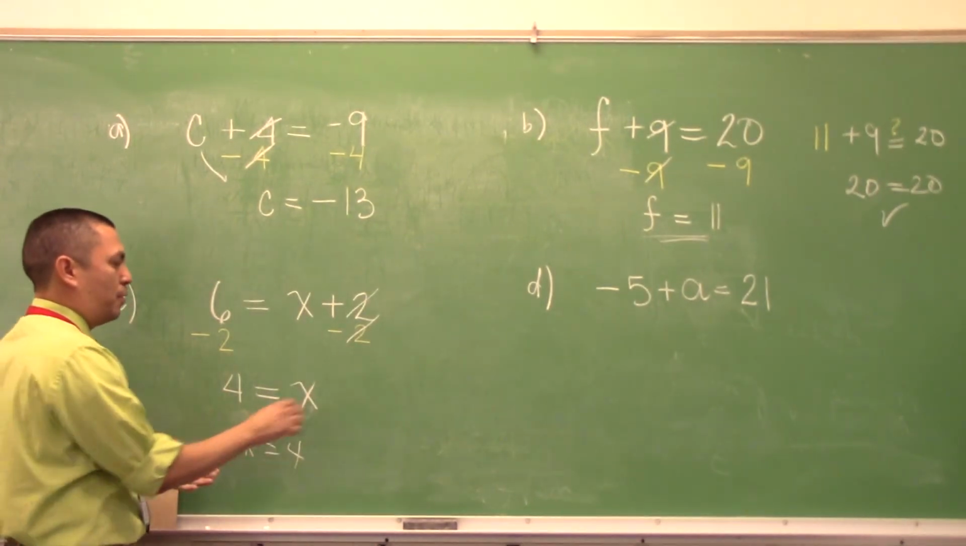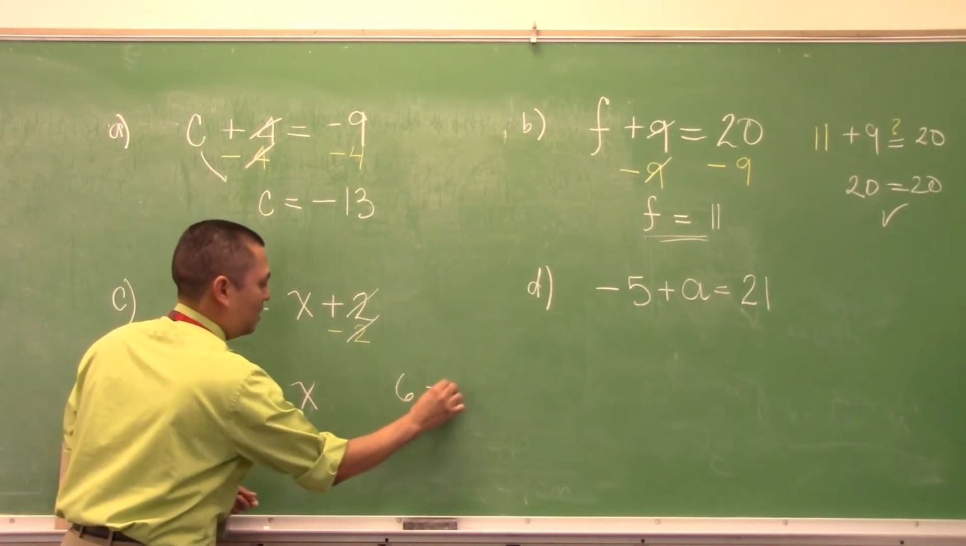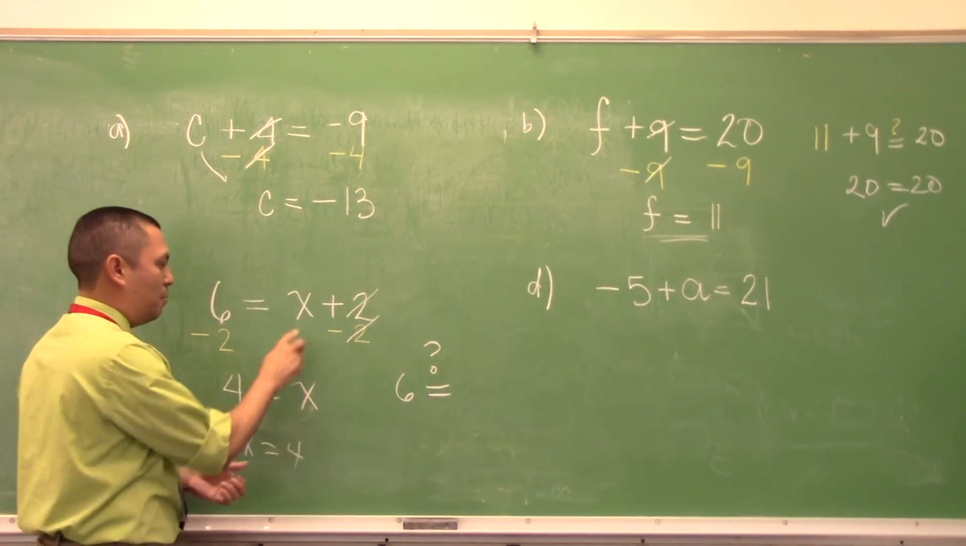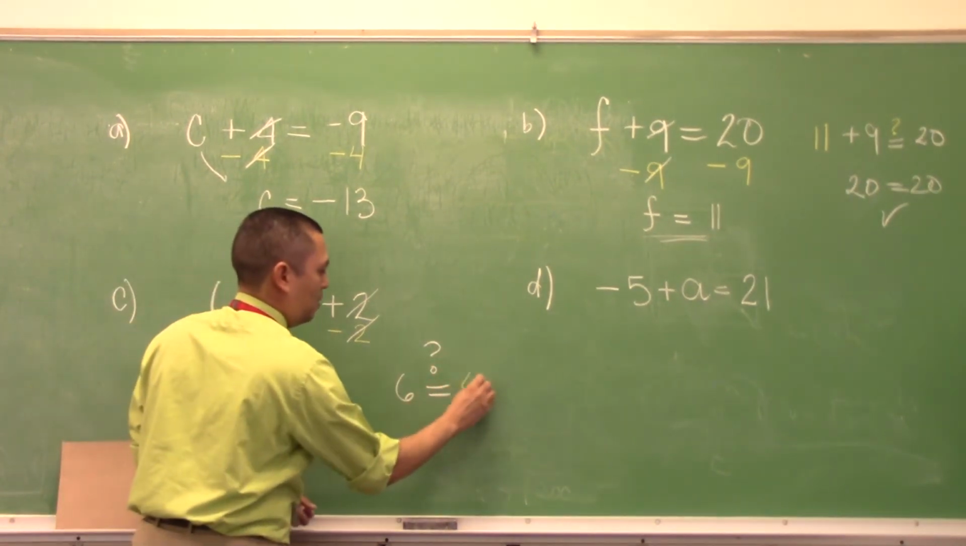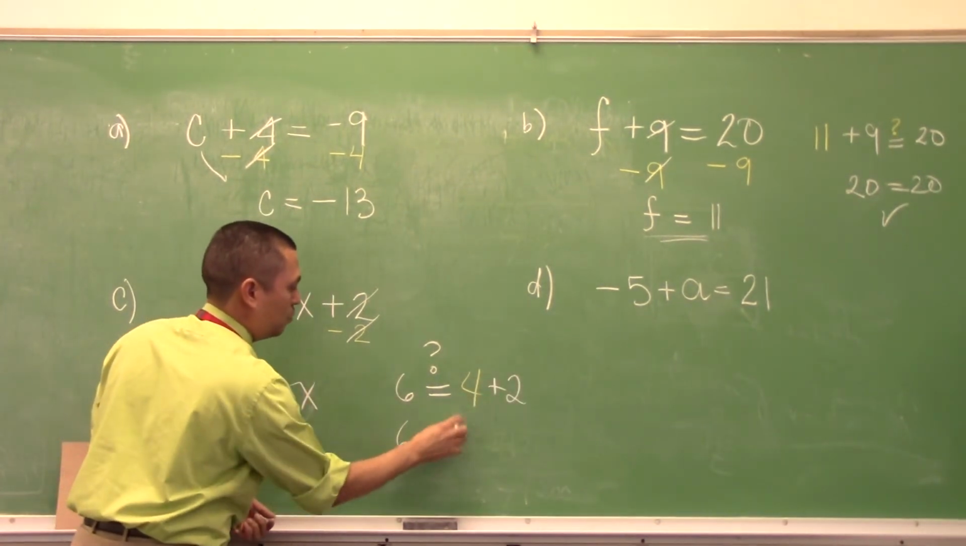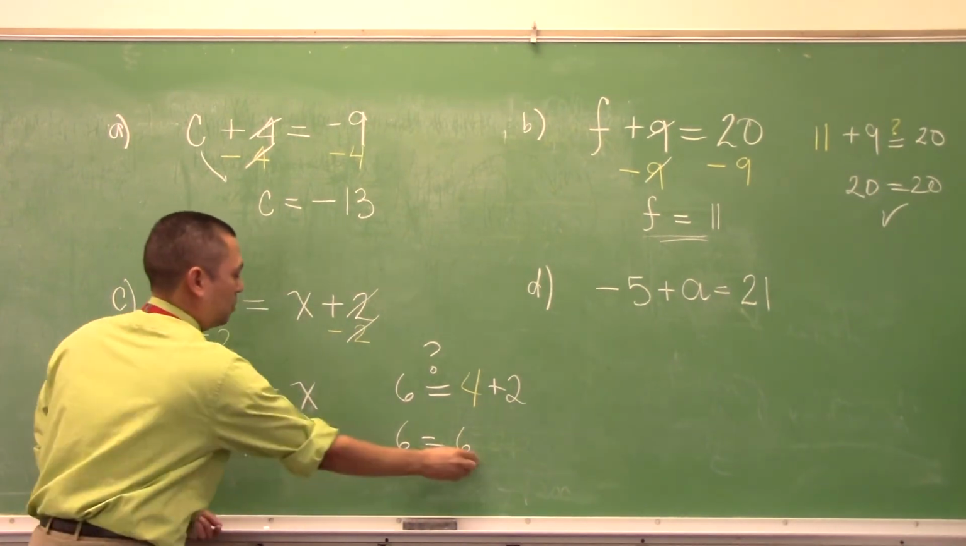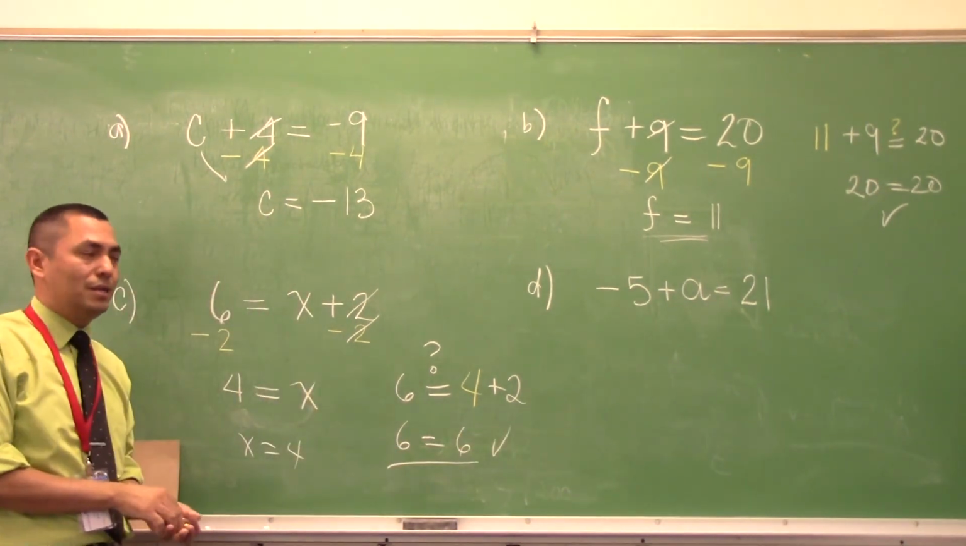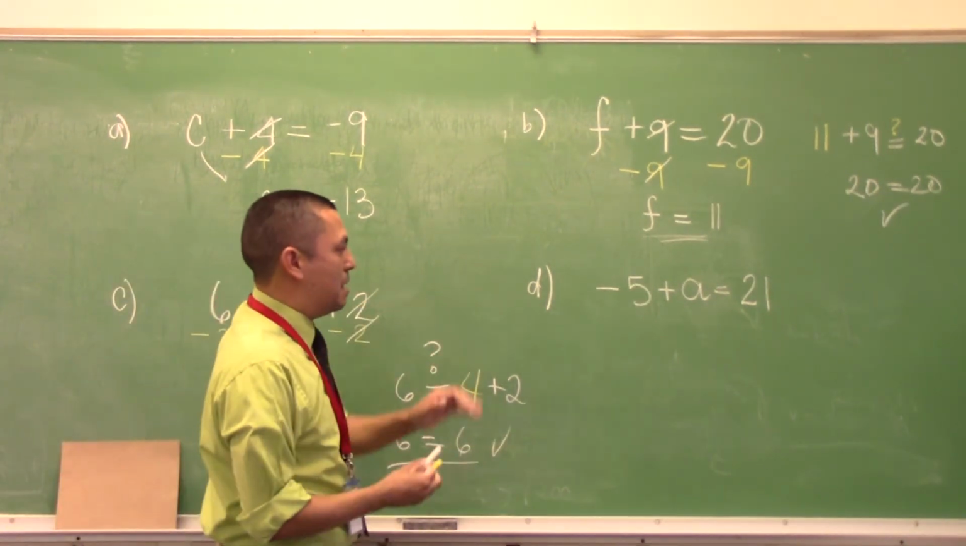So if you want to prove it, I have here 6 equals, question mark. What is the value of x? 4. 4 plus 2, so 6 is equal to 4 plus 2, which equals 6. So yes, that's correct. Let's do D.